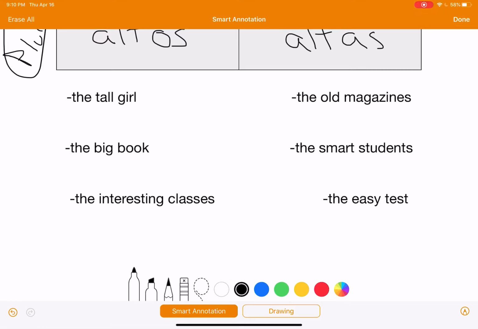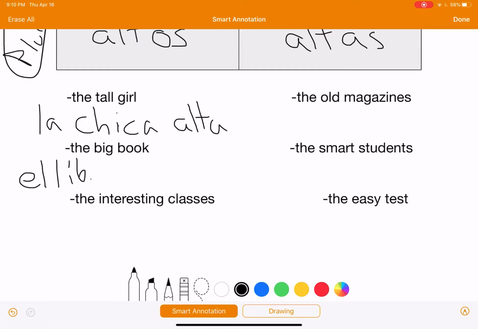So for the tall girl, what we end up doing, remember that girl has to go first, so we say la chica. Okay, my adjective is alto, but now I'm talking about a girl, so it's feminine, so I'm going to say alta. Okay, for the big book, we have el libro. Our adjective for book is grande.